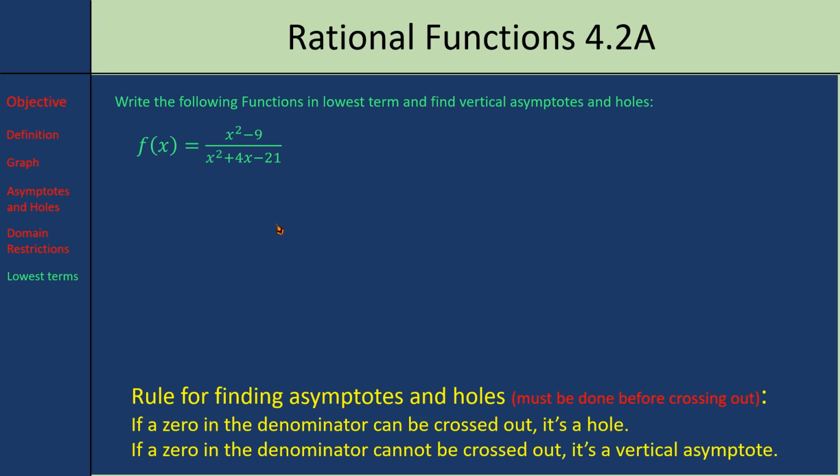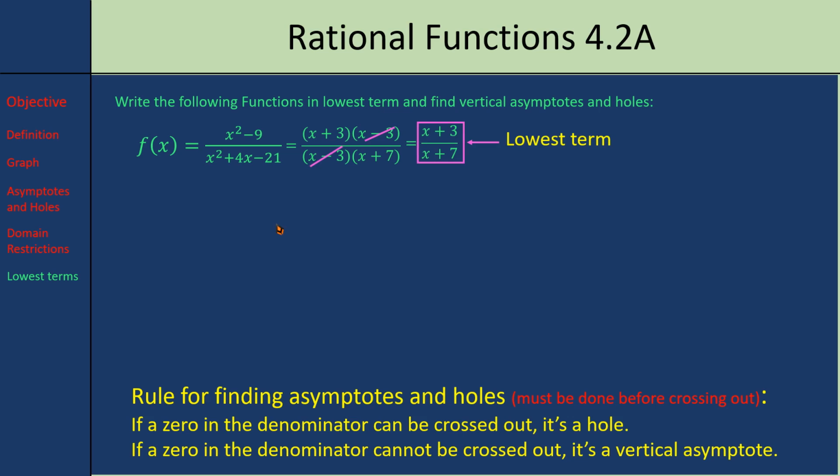We'll do one more. Here's the function x squared minus 9 over the bottom. And of course, the first step, I want to factor the top and bottom and cancel things out. So I get x plus 3 times x minus 3 on top, and on the bottom I have x minus 3, x plus 7. We'll cross out the common factor there, and so my lowest term is going to be x plus 3 over x plus 7.